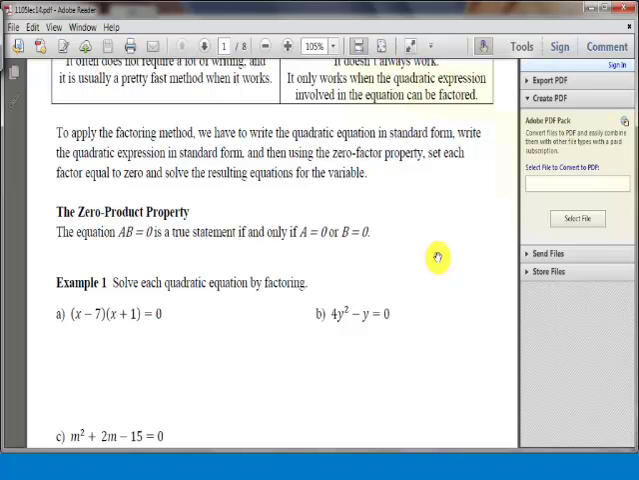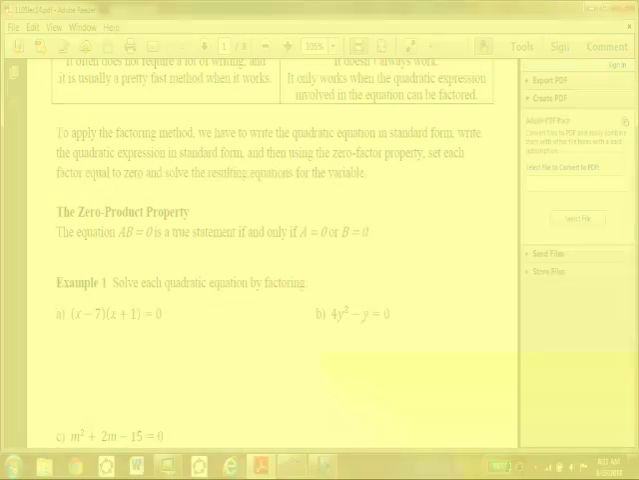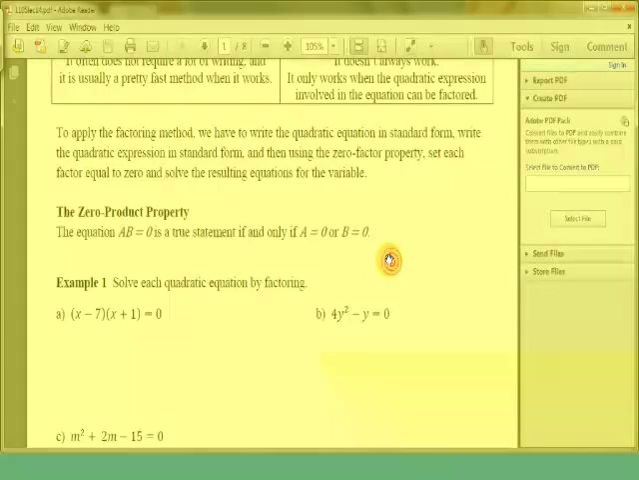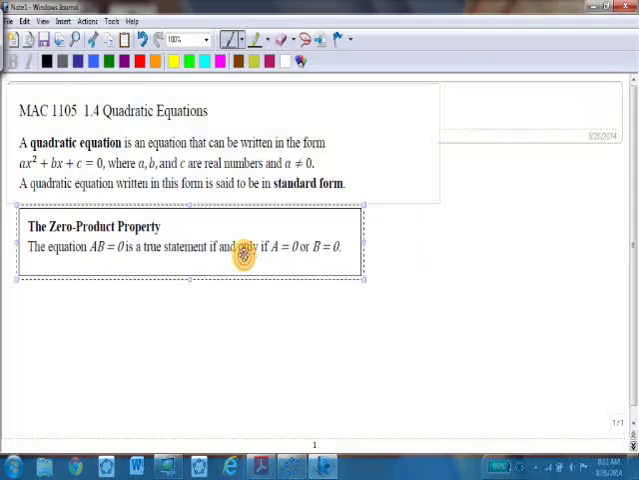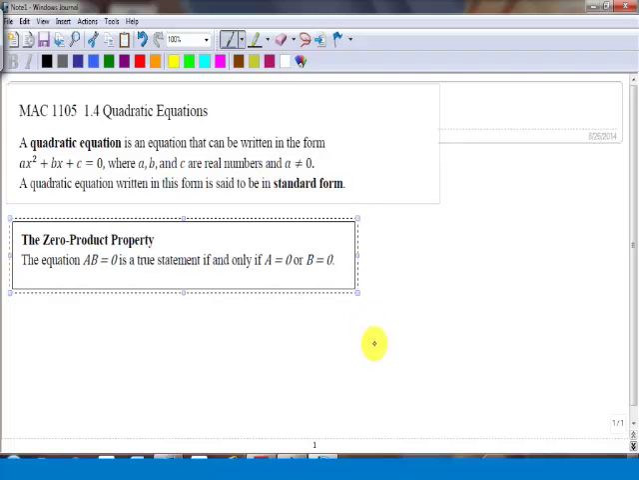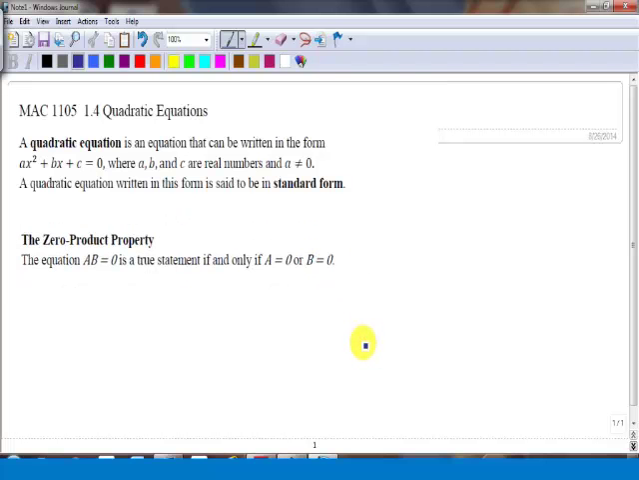This property actually goes by 2 or 3 different names: zero factor property, zero product property, zero product rule. Basically what it says is that if we have 2 numbers or expressions, a and b, and we multiply them together and we get 0 as the answer, a times b equals 0, the only way this can happen is if a equals 0 or b equals 0, or maybe both. 0 times 0 certainly equals 0.